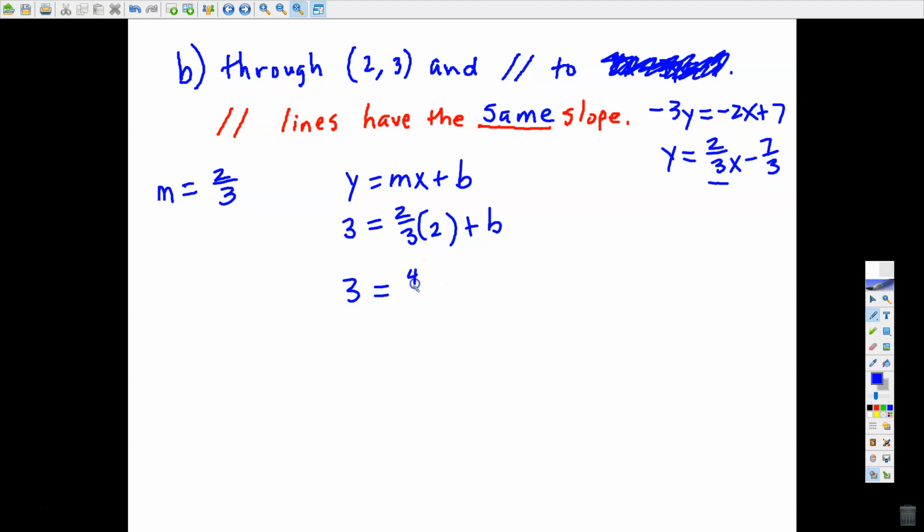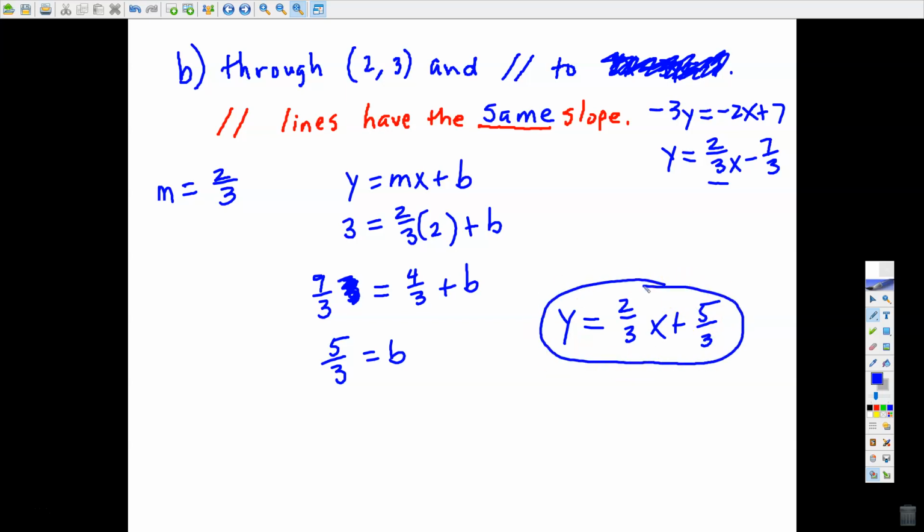All right, so this is 4/3 plus b. I'm going to change 3 into a fraction in thirds, and that's 9/3, 9 over 3. Now I subtract 4/3 from both sides, and I get 5/3 is equal to b. All right, and now that you found the y-intercept and you found the slope, you're ready to write the equation. y equals 2/3 x plus 5/3. And that's your answer.